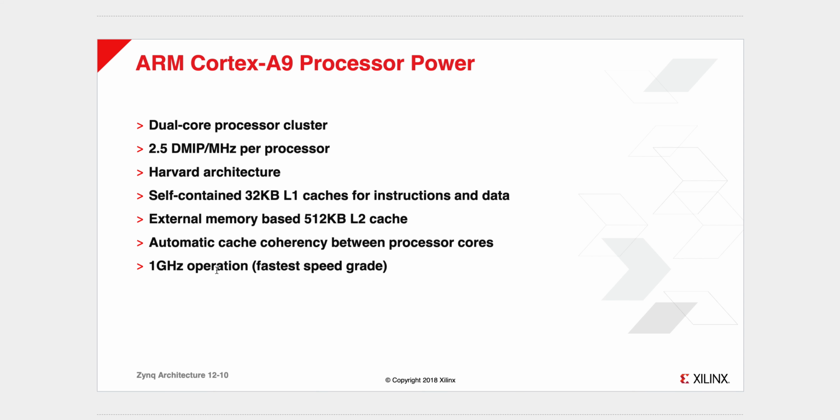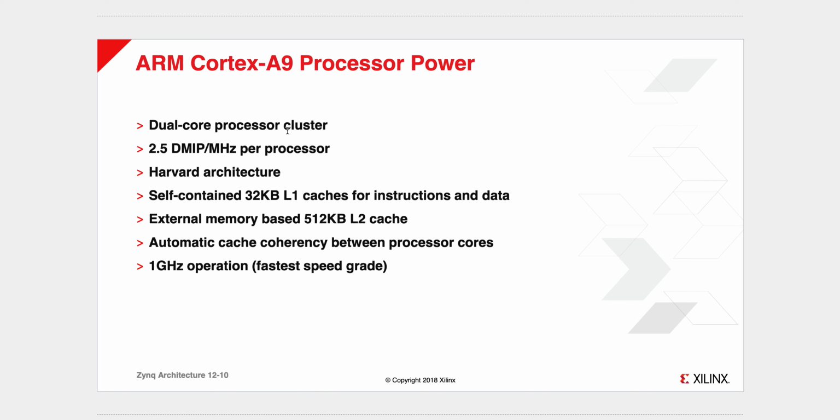So we now need to look at the ARM Cortex-A9 processor power. The ARM Cortex-A9 processor power is listed here. It consists of a dual core processor cluster. It consists of 2.5 DMIPS per megahertz per processor. It consists of a Harvard architecture.